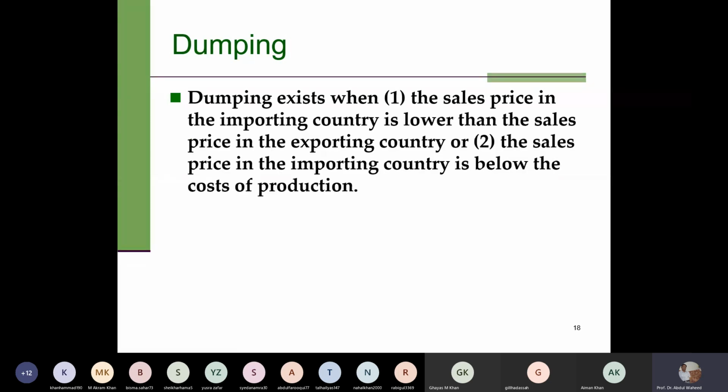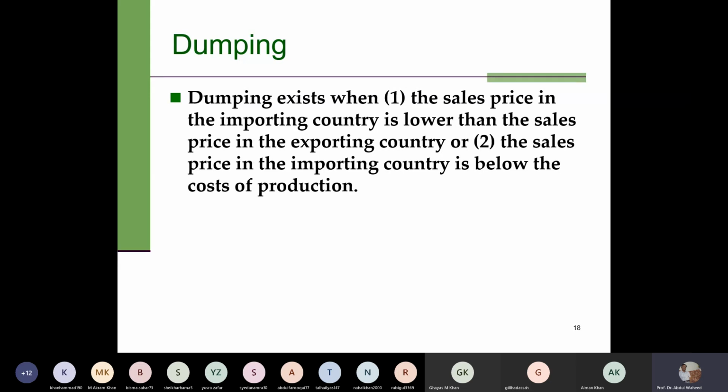Then there is a dumping issue also. Dumping exists when the sales price in the importing country is lower than the sales price in the exporting country. So the sales price in your own country is higher, but in the country where you are exporting, your sale price is lower. The country where you are exporting is the importing country.